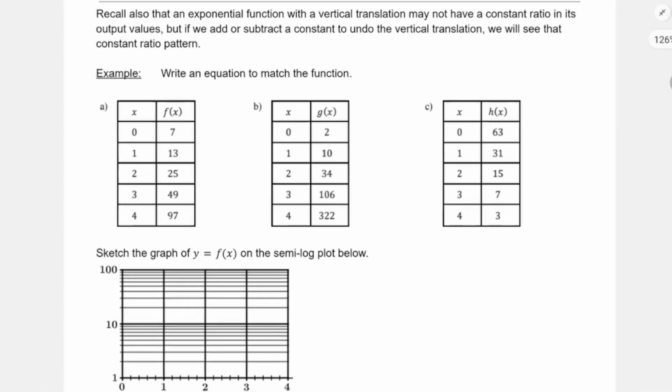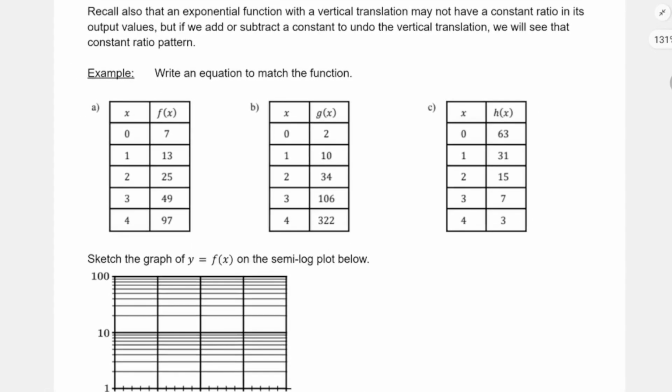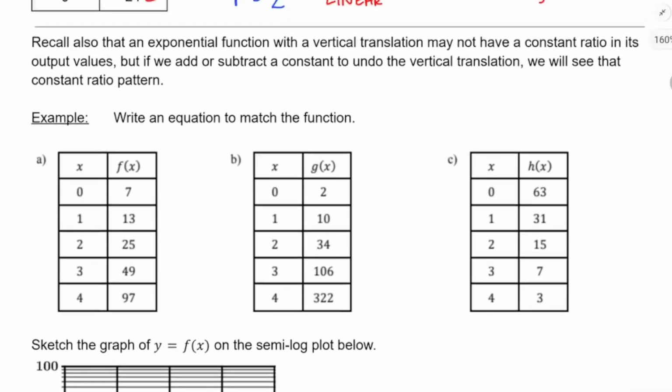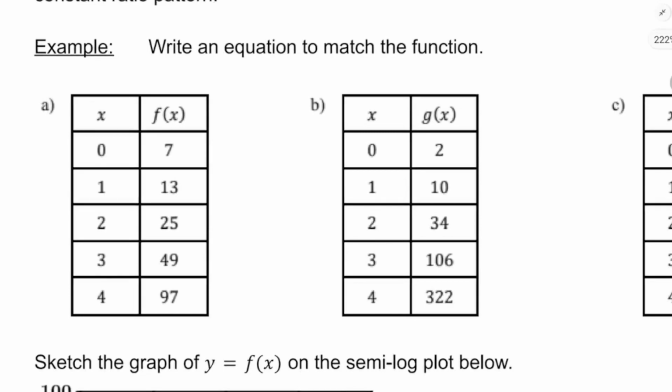Okay, recall also that an exponential function with a vertical translation may not have a constant ratio in its output values, but we can sometimes add or subtract a constant to undo that and see the constant ratio pattern. I'm just going to show you A, because B and C are pretty easy to find as well, and this is a very fringe topic, but it is one of our essential knowledges. So 7, 13, 25, 49.